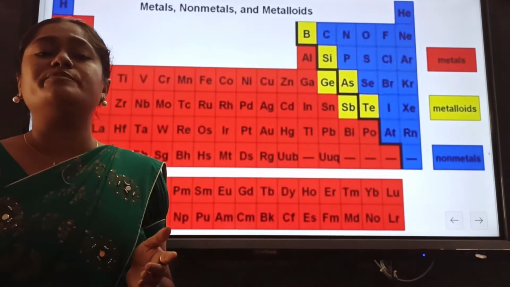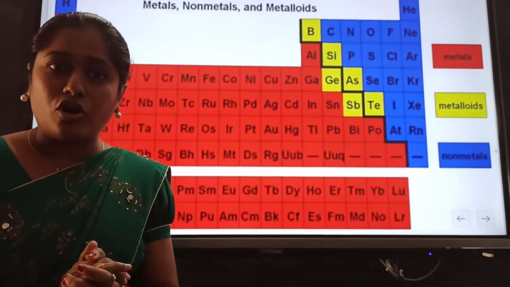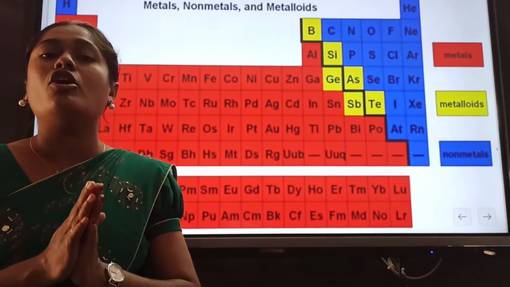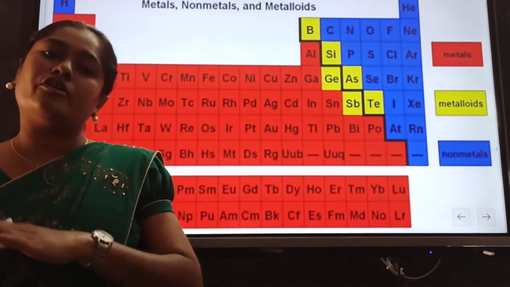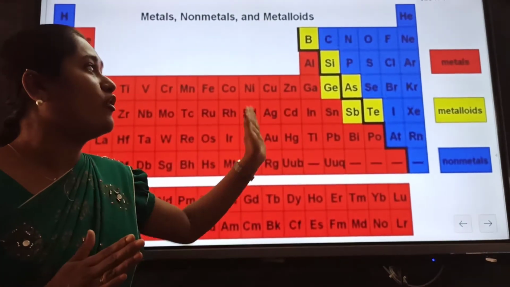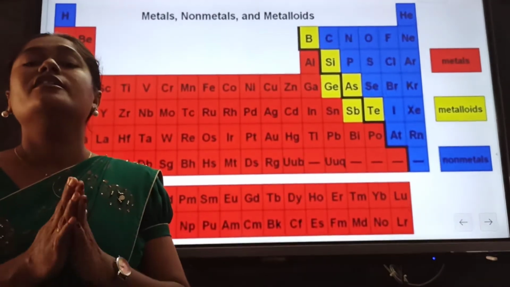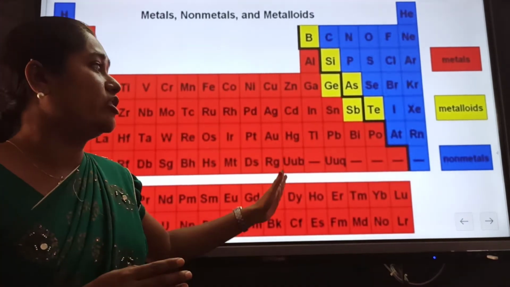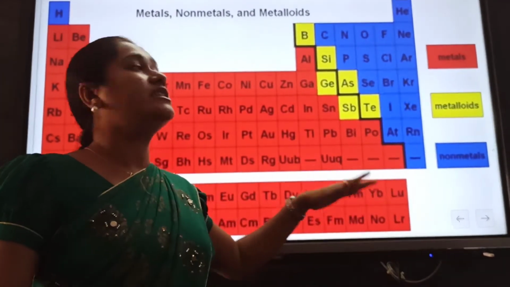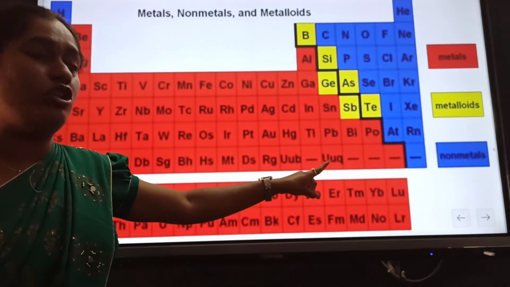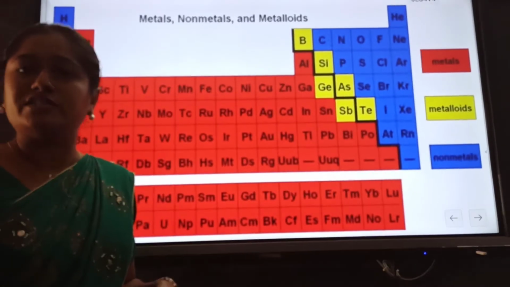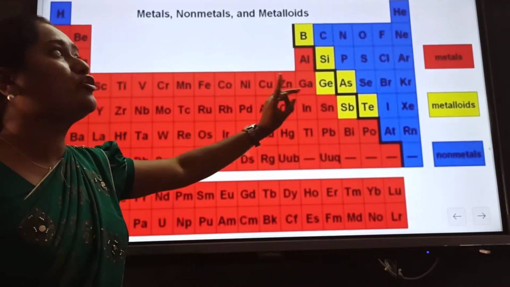Why has the name metalloids been given? Because these elements have neither the quality of a metal nor the quality of a non-metal. Since they possess qualities of both metal and non-metal, they are called metalloids. So along with the metals and non-metals, we have metalloids. Keep in mind that examples of metalloids will be asked in the exam, so you have to write these examples.